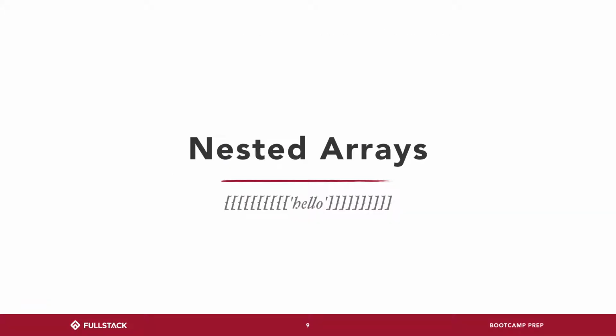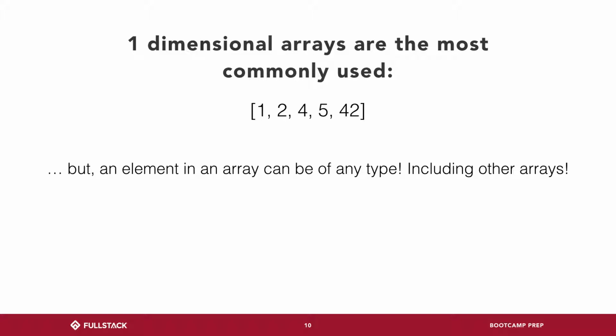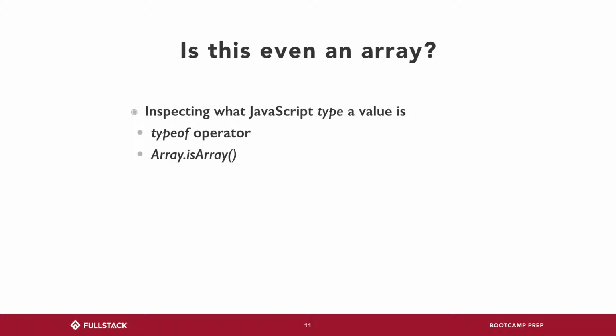Okay, nested arrays. Arrays can, like any JavaScript data type, be an element, including other arrays. We'll go to the example in a bit, but first, one thing to talk about is how we determine what an array is. If I had an array and used the typeof operator on it, what do you think it would give me?